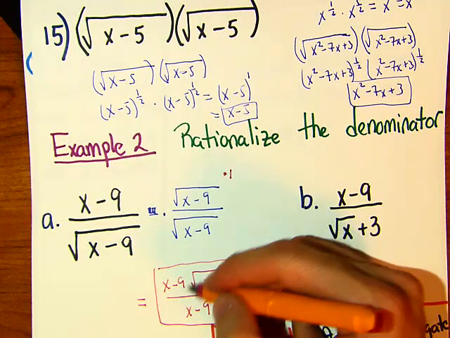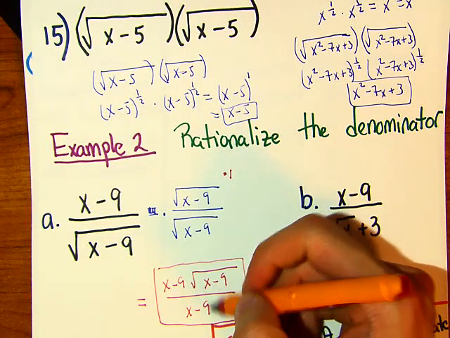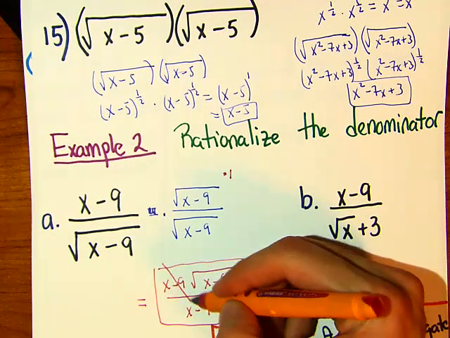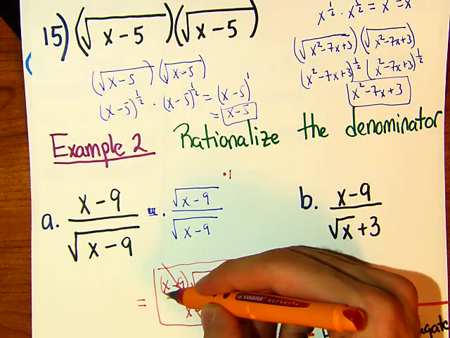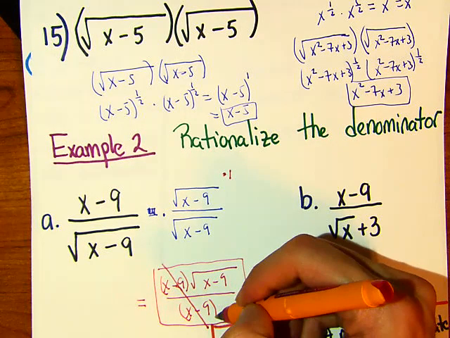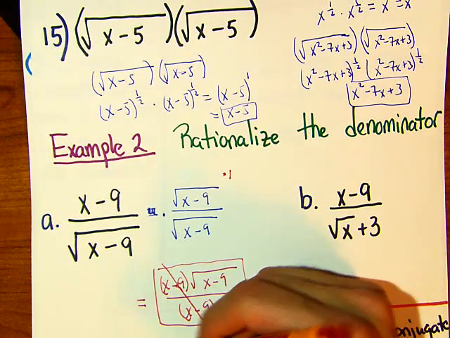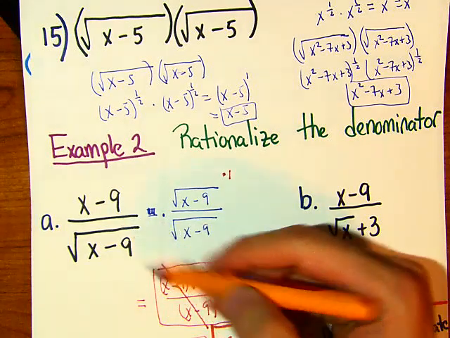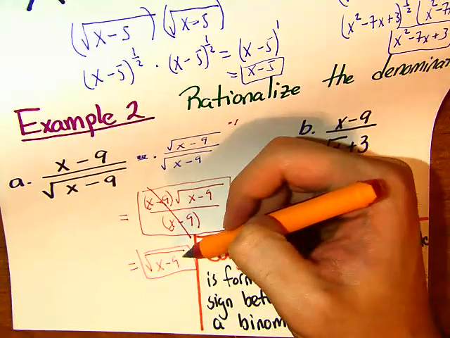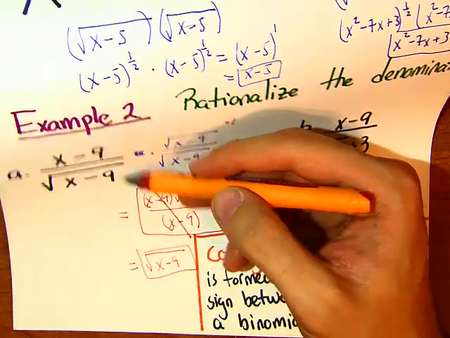But when I said, is this finished? No, because what can we do here? We can just cancel these two, right? Because remember, this is multiplying to this and this is multiplying to this, so you can cancel these. So your end result is just square root of x minus 9. So this is equal to that, okay? These two are the same thing.